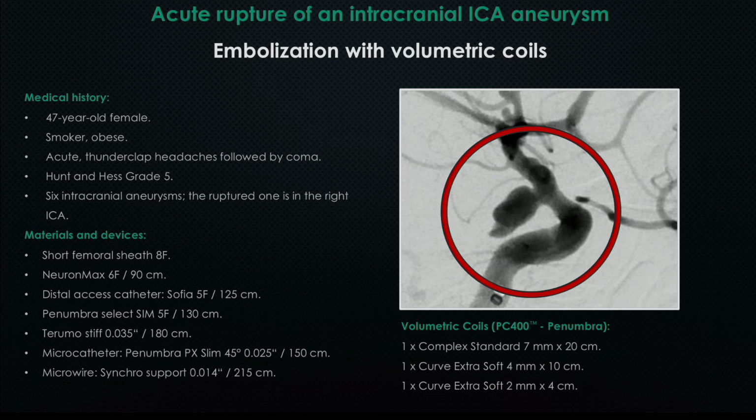It was a 47 years old female patient, smoker, obese, and she had acute thunderclap headaches followed by coma. Hunt and Hess grade 5. In the DSA angiogram, the patient had 6 intracranial aneurysms, but the ruptured one was on the right side in the distal parts of the internal carotid artery. You can see the rupture at the dome of the aneurysm on the 2D angiogram.